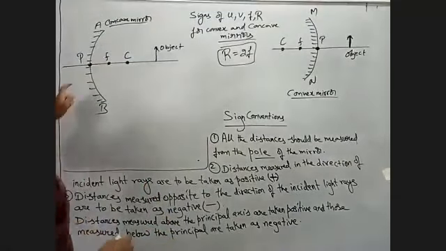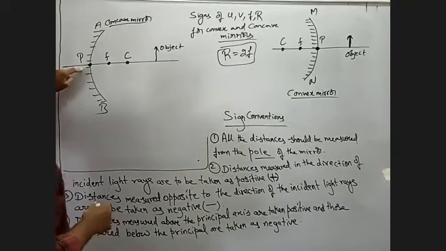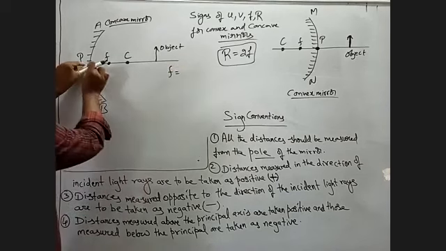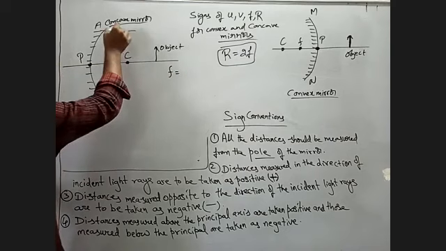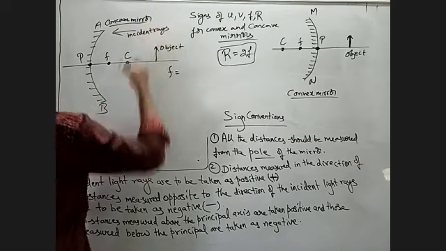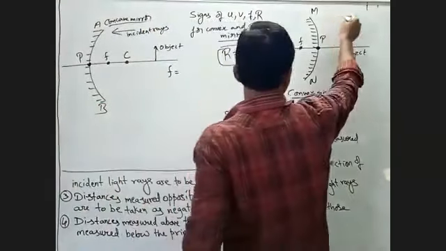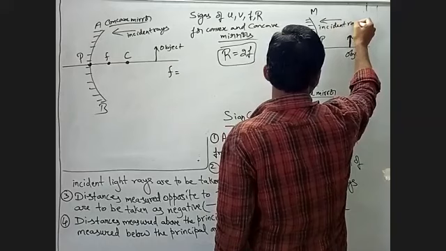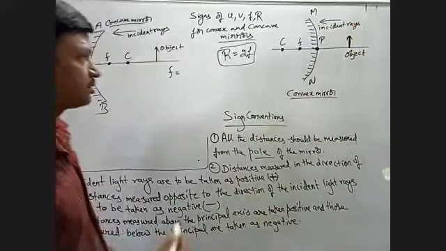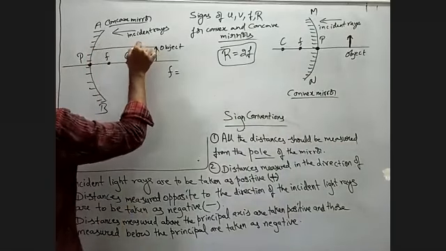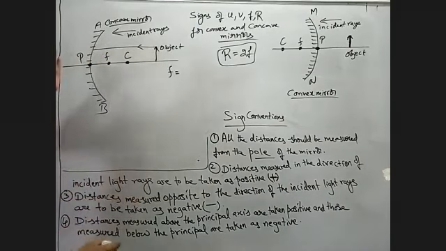So now here, for this mirror, if you want to measure the focal length, first of all, from here to here we will measure. That means this is the direction of incident light rays, and even here also, this is the direction of incident light rays. So now suppose this is the light ray coming from here. So this is forming an image somewhere here.